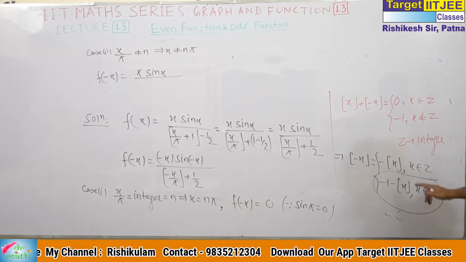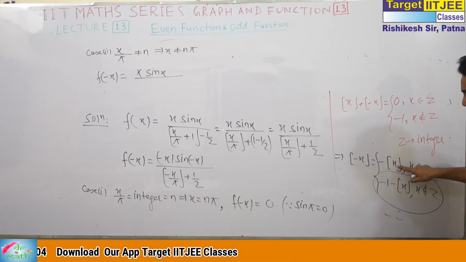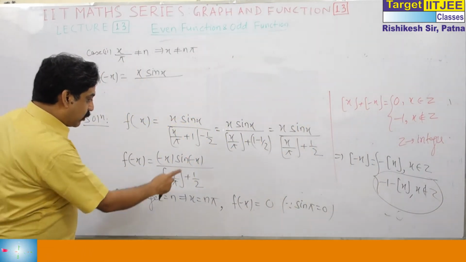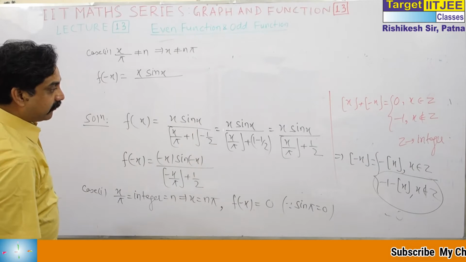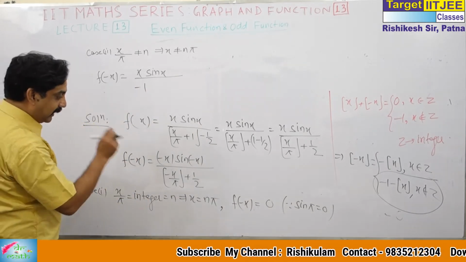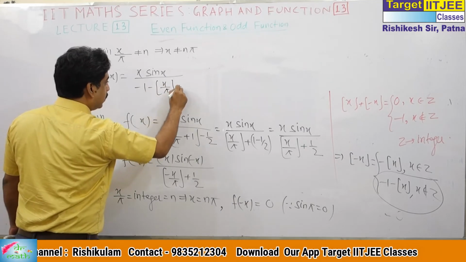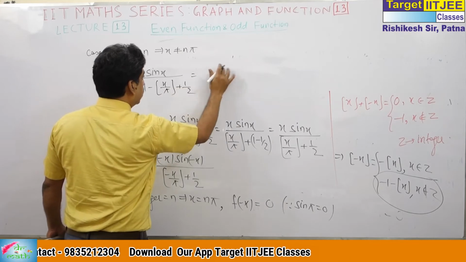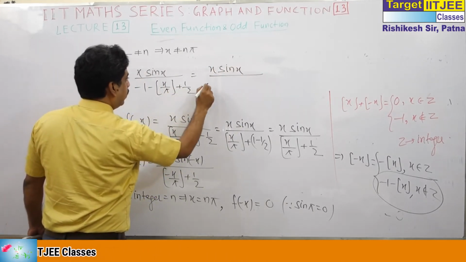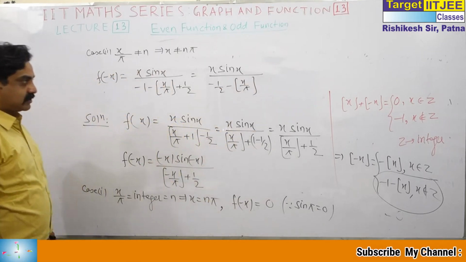In the first case we have to write this one, but there is no need because it becomes 0. But in the second case it cannot be 0, so now we write minus 1 minus x by pi plus 1 by 2. This is x sin x times minus 1 by 2 minus x by pi. I think I am getting it correct.